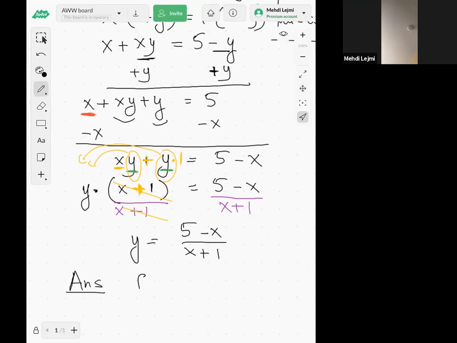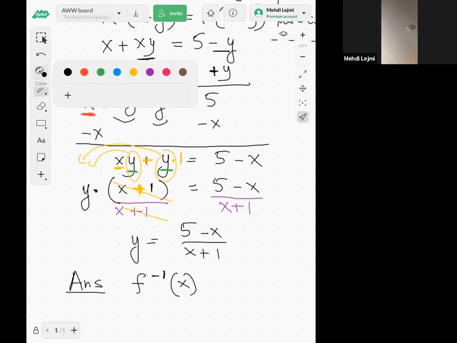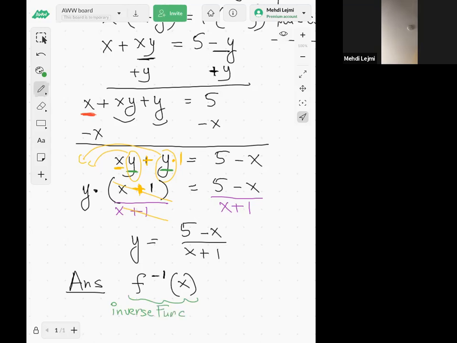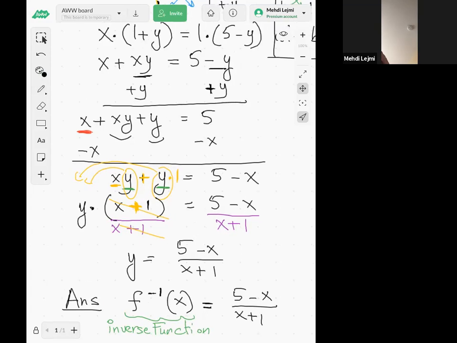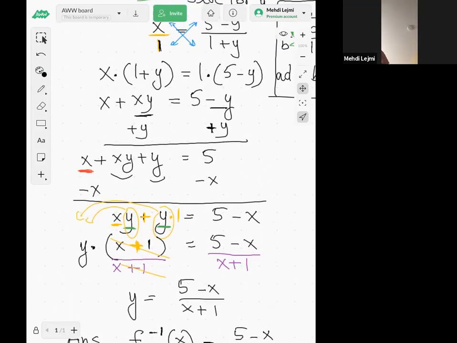So f inverse. Remember, guys, how we denoted the inverse of a function. It's f power -1. So this notation here means the inverse function. This is the inverse function of f, right? So f inverse is equal to this 5 minus x over x plus 1. Is there any question, guys, how I got this 5 minus x over x plus 1?